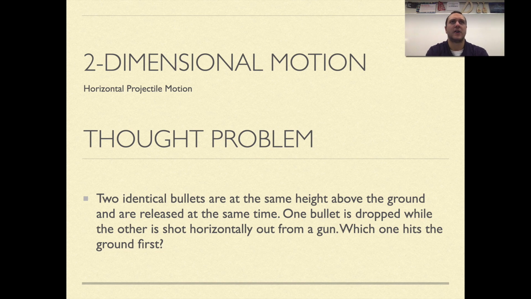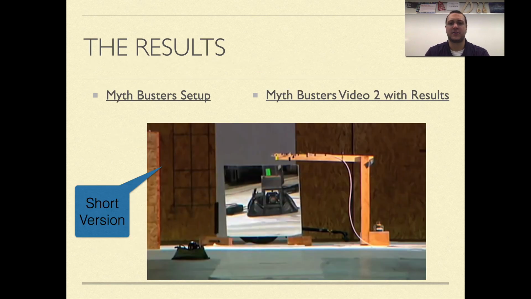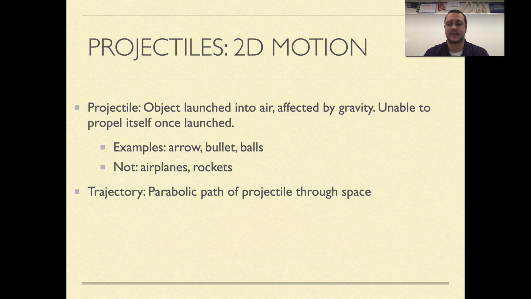Okay, now that you've made your prediction, what we're going to see is that these two objects are going to hit the ground at the exact same time. Mythbusters does a pretty good look at this, where they actually fire a gun and drop a bullet from the same height. I have provided the links to these videos right here. They're also going to be in the video lesson quiz, so feel free to watch those. They have the whole setup, and what we find is that they hit at the exact same time.